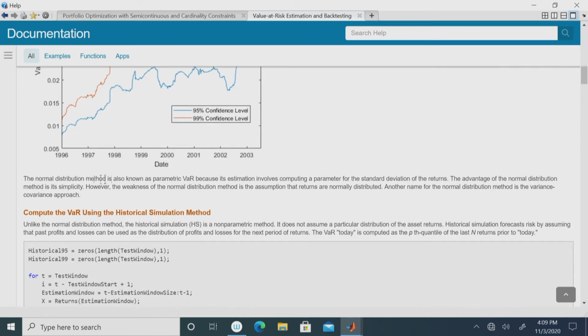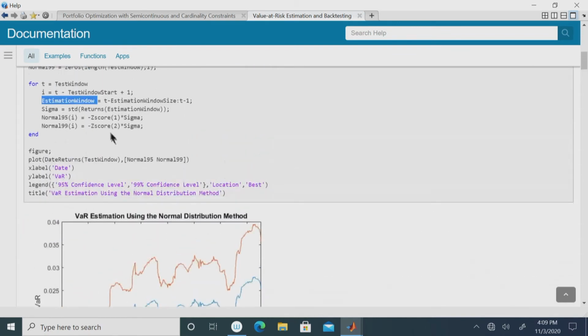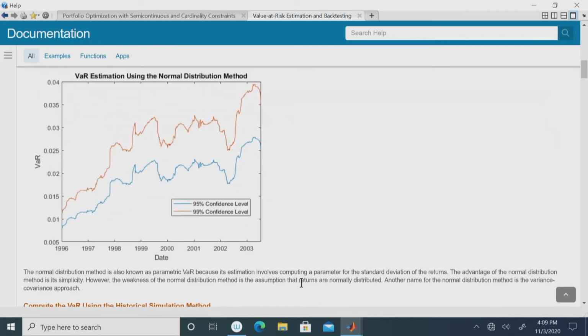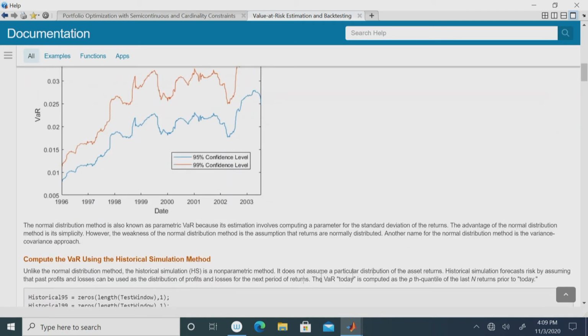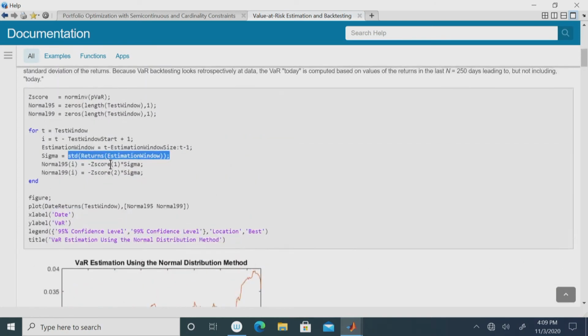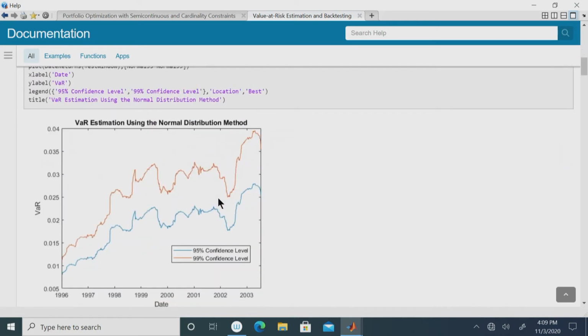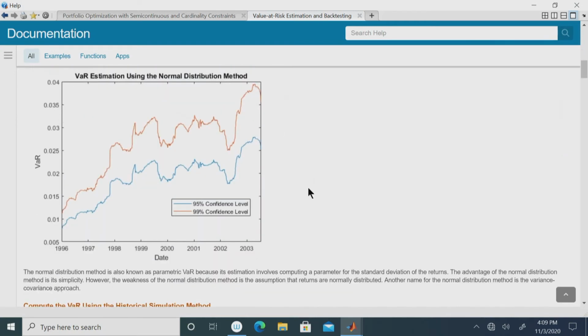Sometimes this normal distribution method is also known as parametric VaR, and the reason it is called parametric VaR is that in the process of its determination you are actually estimating the standard deviation of the returns. Now, the advantage of the normal distribution is its very simplicity, and the reason is that, as you can see, the code is very easy. All you need to do is look at the data and the standard deviation of returns, and the z score is something that is independent of the data set that you are considering. So you are able to estimate the VaR very easily.